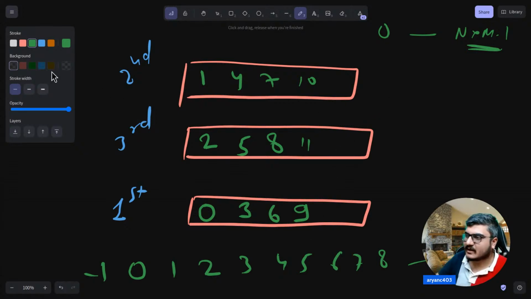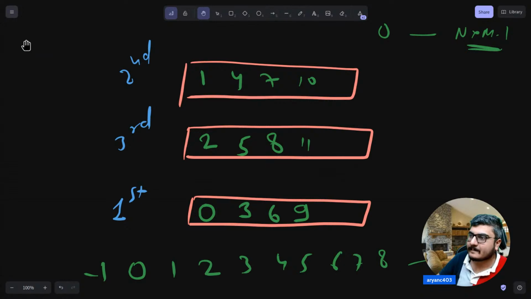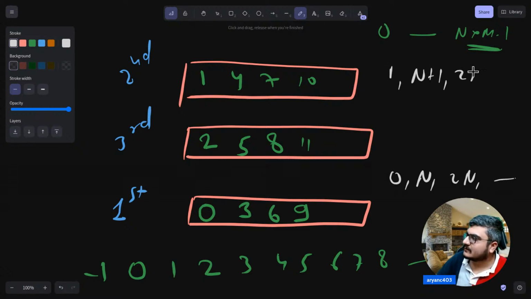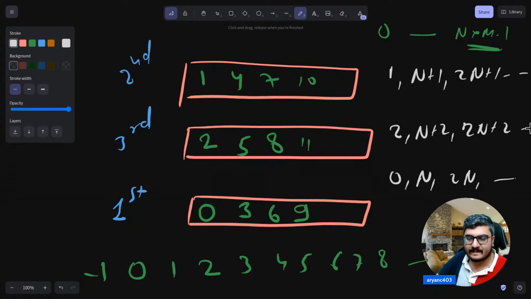So one of the cows must have the numbers 0, n, 2n, and so on. One of the cows must have the numbers 1, n plus 1, 2n plus 1, and so on. And one of the cows must have the numbers 2, n plus 2, 2n plus 2, and so on. Once you realize this, what you can probably do is sort all the numbers in each row.